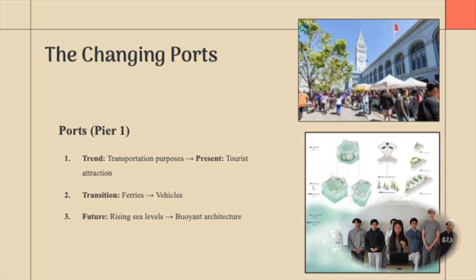My group researched the changing ports, and we mainly focused on Pier 1 in San Francisco. Built in 1931 for transportation, Pier 1 has now become a tourist attraction. After the Golden Gate Bridge was built, ferries were replaced by vehicles because sea travel became less convenient. In the future, with sea levels rising, Pier 1 will likely use buoyant architecture in its buildings to prevent damage.